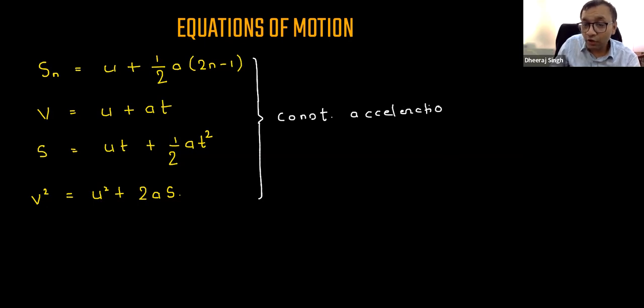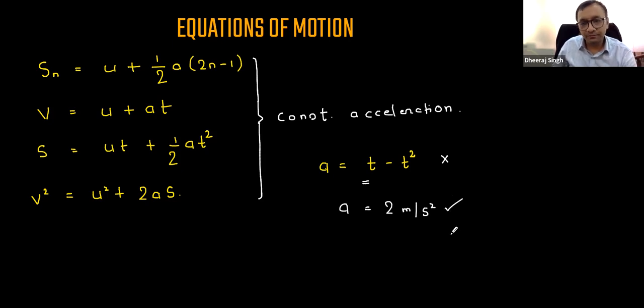If acceleration is not constant, we cannot use it. For example, if I say that acceleration is changing with time, let's say a is equal to t minus t square, so acceleration depends on time. It is not constant. As time progresses, acceleration also changes. So for this, we cannot use the equation. But if I tell you acceleration is 2 meters per second square, now it is fixed. So with this, I can use this equation. I hope that makes sense.